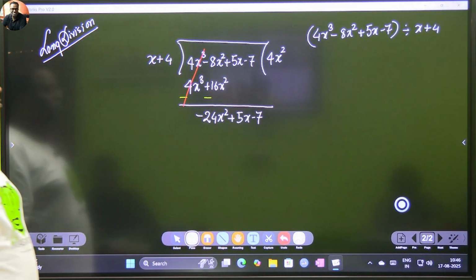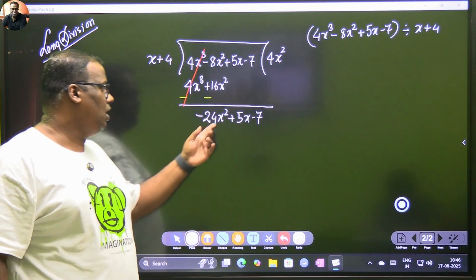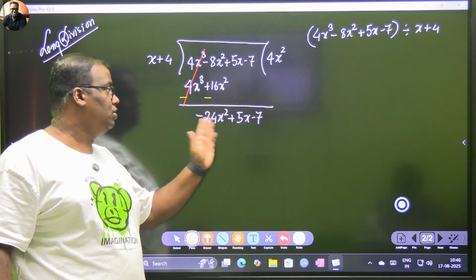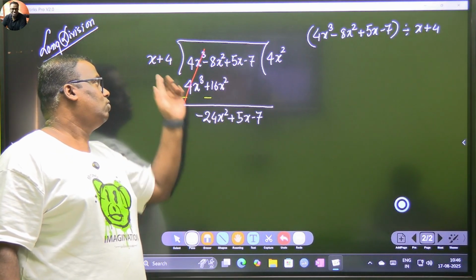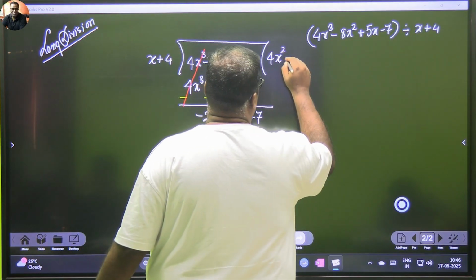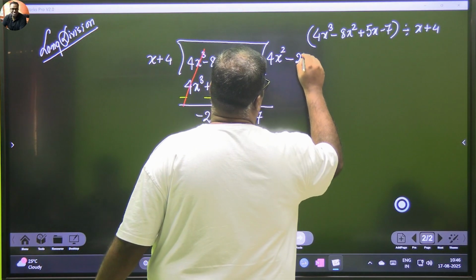Now your job should be to kill x square. Again, you see whether it is in reducing degree. Always check that. Yes, it's in reducing degree. We're going to kill 24x square with this, but no other option is left. I will multiply it with negative 24x.